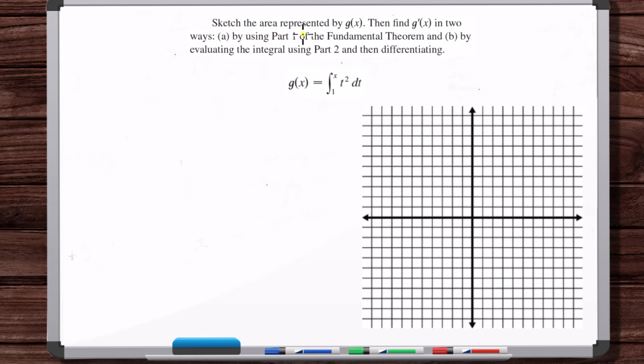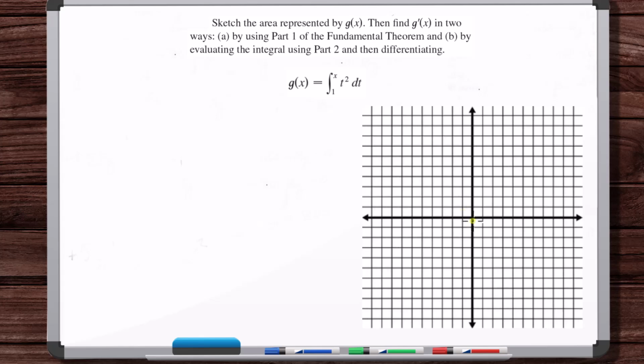Sketch the area represented by g of x, then find g prime of x in two ways. A, by using part 1 of the fundamental theorem. B, by evaluating the integral using part 2 and then differentiating. All right, let's first sketch the area that this represents. So we want to sketch t squared. Let's just start by sketching it in general.